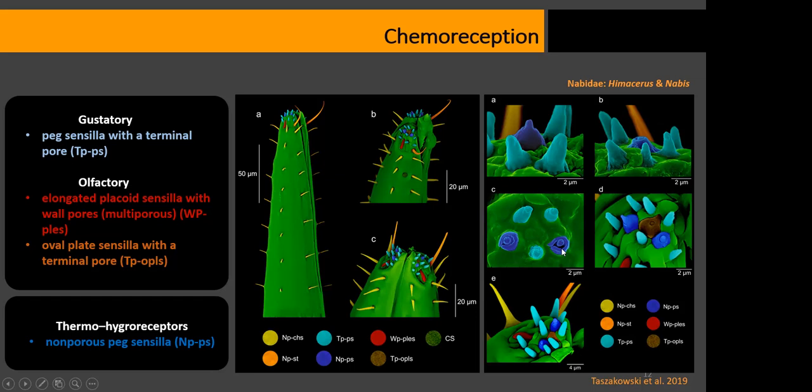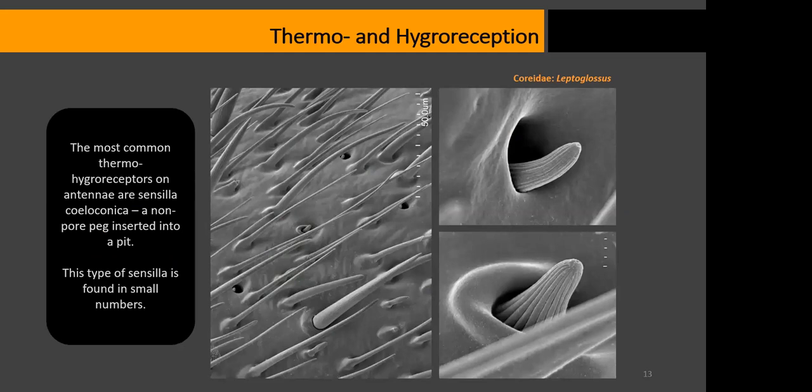It is noteworthy that the number of chemoreceptors and thermo- and hygroreceptors appears to be a conservative feature. In all studied Nabidae, Miridae, as well as individual species from several other families, we found the same numerical scheme of these sensilla. Apart from the thermo- and hygroreceptors of the labium, which I have just mentioned, the sensilla responsible for these senses are also located on the antennae.